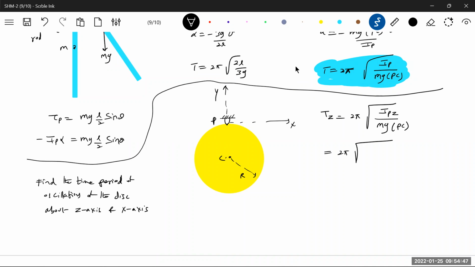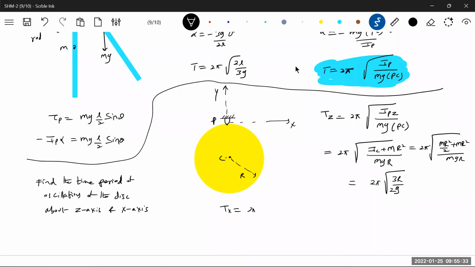2 pi root of moment of inertia about Z axis, that should be equal to Ic plus mr square over mg into R. What is Ic? mr square by 2. So it comes to root of 3R by 2g. What about the x-axis?